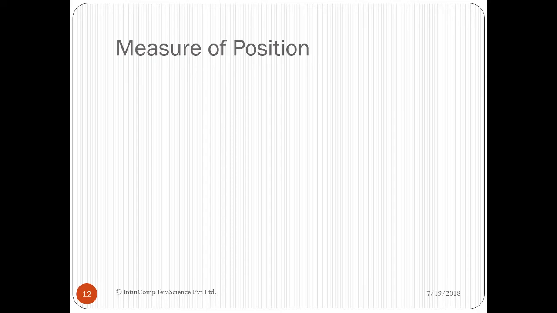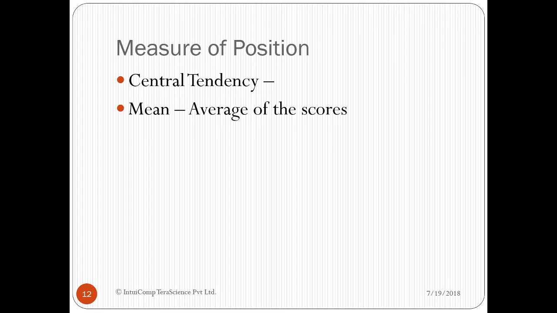Next is measure of position. Position statistics measure the data's central tendency. Central tendency refers to where the data is centered. There are 3 types of central tendency. As you all know, first is mean. It gives the average of the scores.